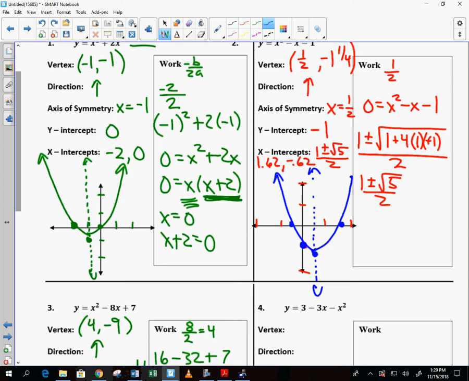Folks, I entirely understand that you might not get the x-intercepts right all the time. But I believe that everybody here can for sure do the y-intercept, the axis of symmetry, the direction, and most importantly, the vertex.